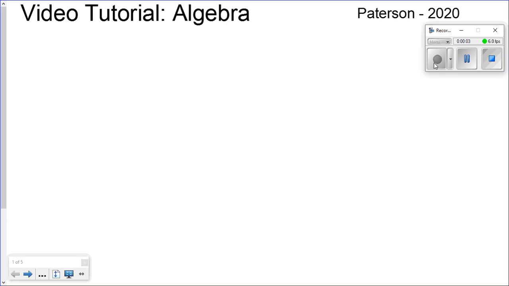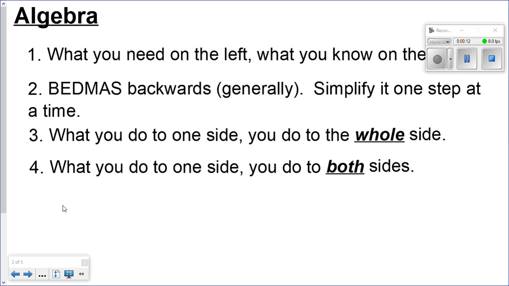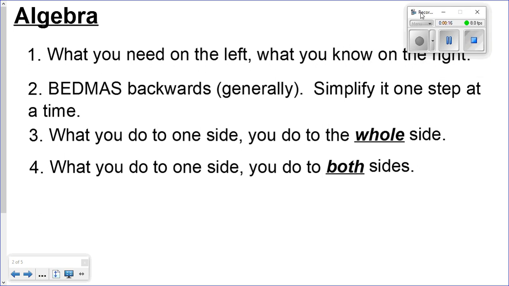This is a quick tutorial on algebra as it applies to physics. So the first thing we're going to talk about is what we do in algebra. The trick to algebra is to wind up with what you are trying to figure out on the left side of your equation and what you know on the right side of the equation.